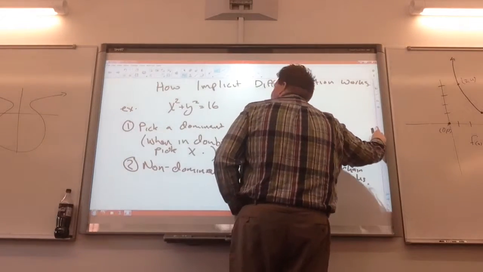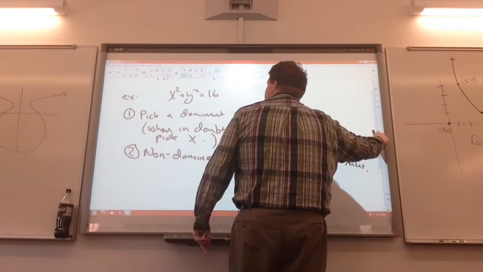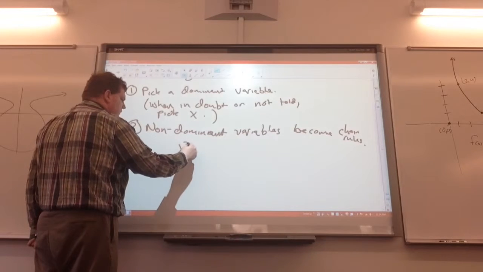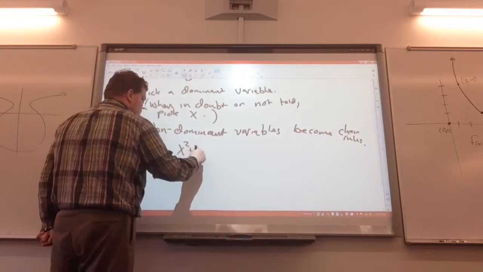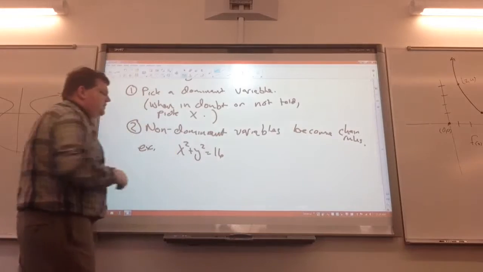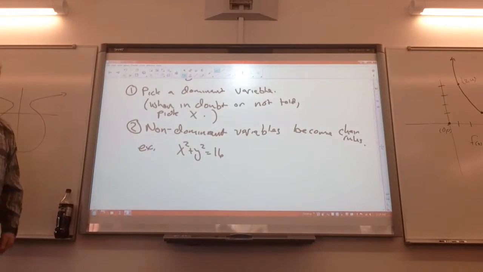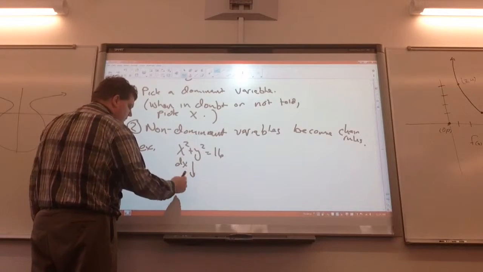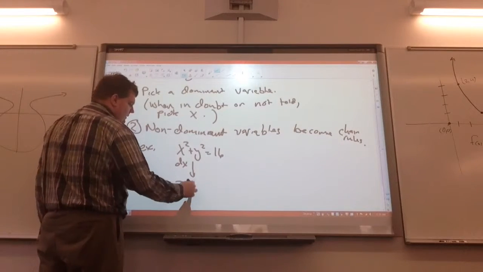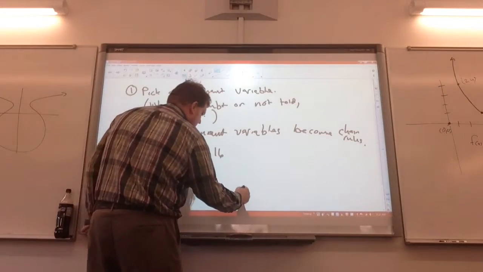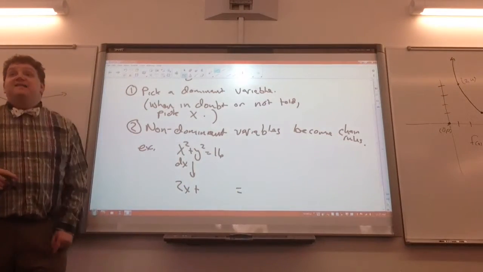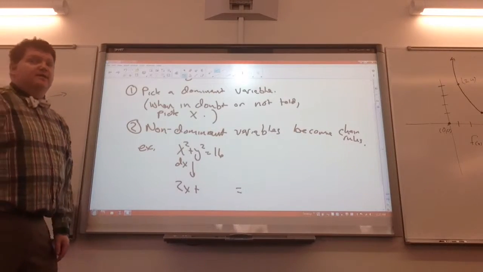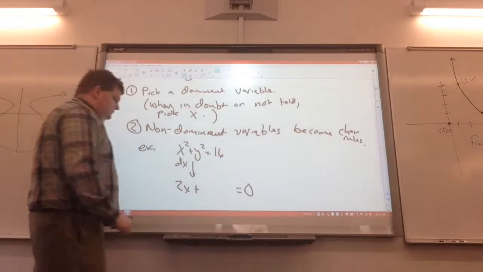So, going through, taking the derivative of x squared plus y squared equals 16 with respect to x. What's the derivative of x squared? 2x, right? That's easy enough. We would get 2x. I'm going to save the y here for a second. We're going to do the derivatives of both sides now because we've got both sides of the equation. What's the derivative of 16? 0. That's easy enough.